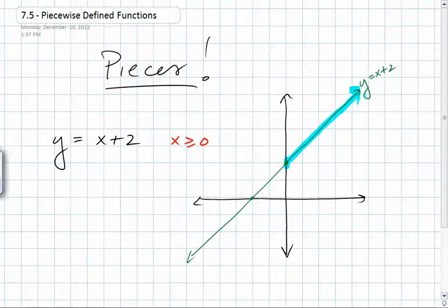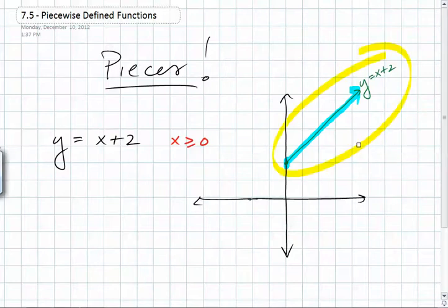So if I'm only interested in those points, I want to get rid of all of the other ones. So I'm going to delete everything and just leave that part. So what have I graphed there? I've graphed y equals x plus 2 only for x greater than or equal to 0. All of the x values of these points are greater than or equal to 0.